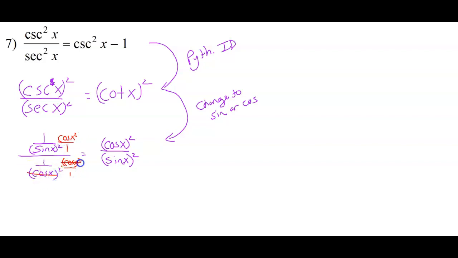These are going to cancel, and I'm going to be left with cosine of x squared over sine of x squared. Now, some of you might be wondering, should it be over 1? And the answer is, well, yeah, it is, but anytime you have something over 1, you really don't need to put the over 1. So I'm just going to write it like that.